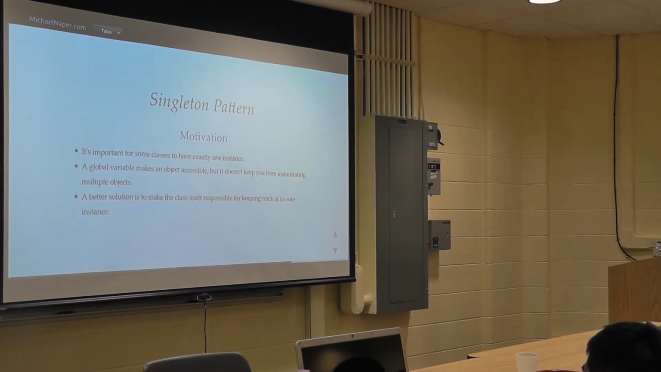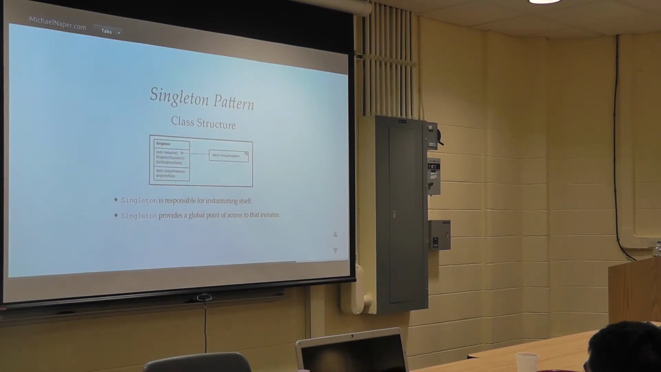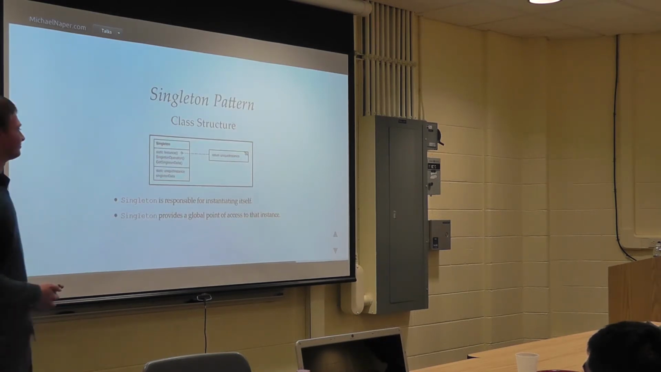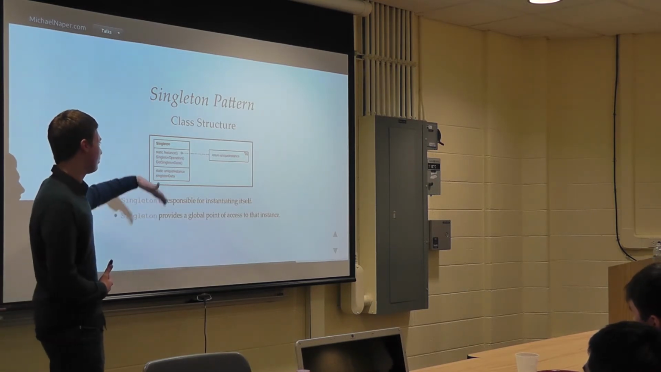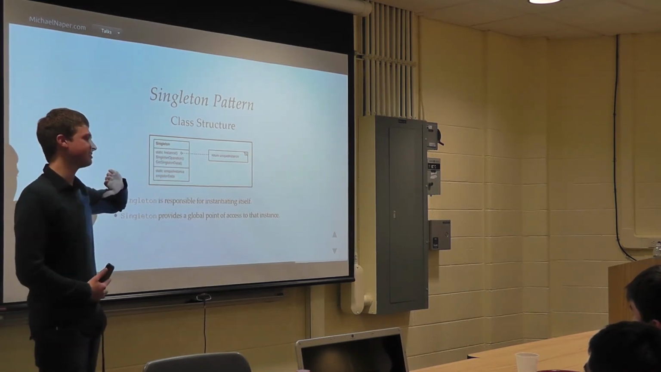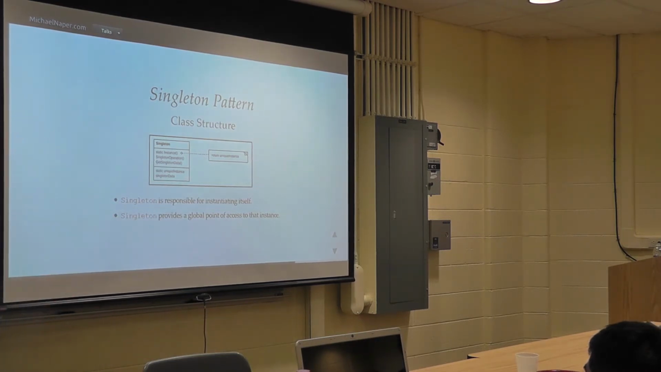So what's the motivation behind this pattern? It's important for some classes to have exactly one instance, as we described. A global variable makes an object accessible, but it doesn't keep you from instantiating multiple objects. A better solution is to make the class itself responsible for keeping track of its sole instance. This is a pretty simple class structure. It's only one class, with one static method that is our getter for that instance. Every class that needs the singleton has an easy way of accessing it. It just calls singleton.getInstance. Pretty simple.